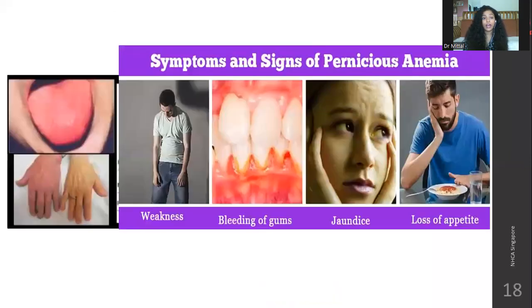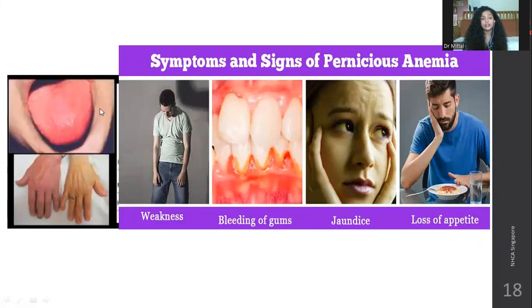People who have pernicious anemia will have a lemon yellow kind of skin, very similar to jaundice. Weakness, bleeding gums, loss of appetite, glossitis. And you can see here the skin comparison, which is done side by side. A yellow tint is there in the skin because of the presence of jaundice as well.